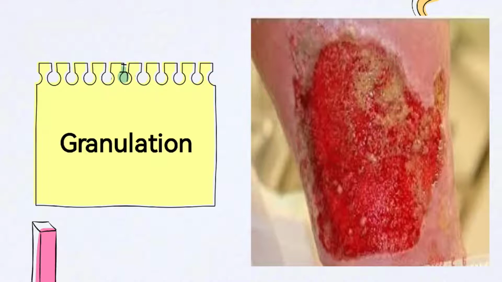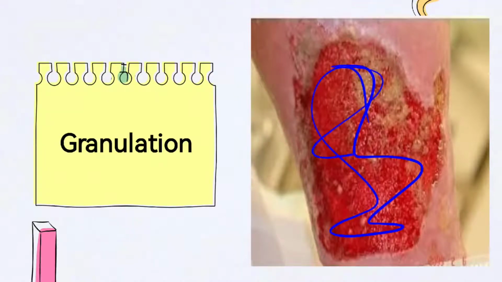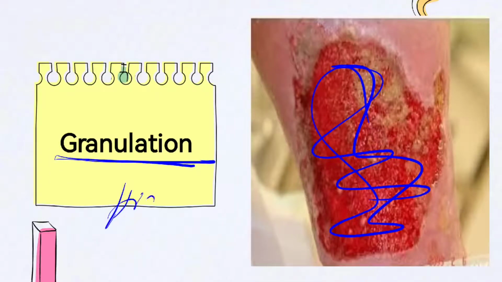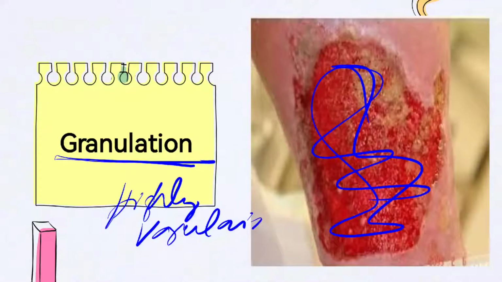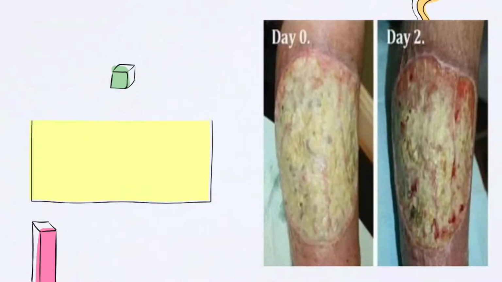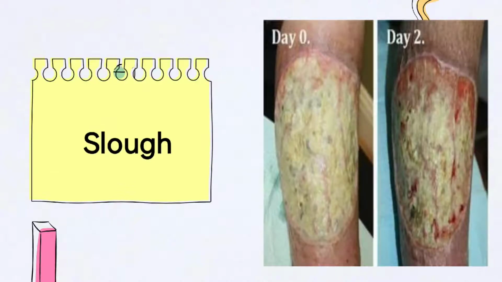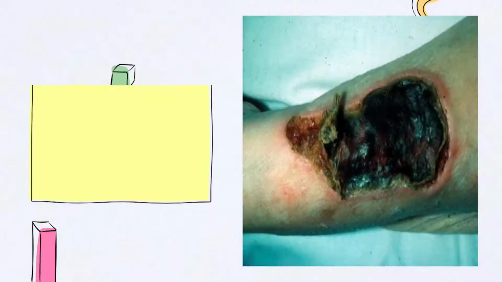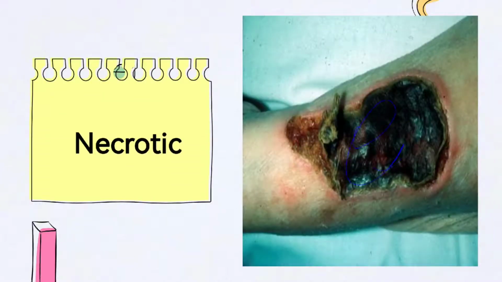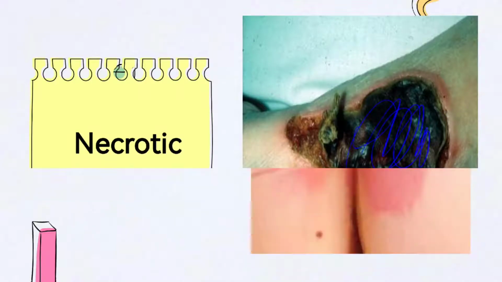Next, we have a very red one, a granulation tissue. A very nice. Granulation means it's highly vascularized. It's highly vascularized. That's why it's color red. So that is granulation. Now, we have here a slough. It's very common. You will see this in the wounds. These are dead tissues, but the colors are white or yellowish. Now, you know this one. This is necrotic, a black dead tissue on the wound bed.